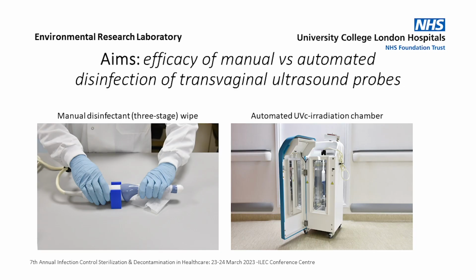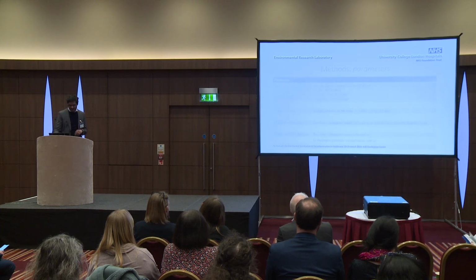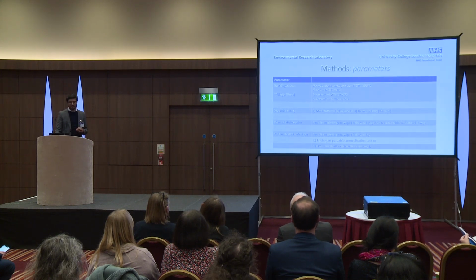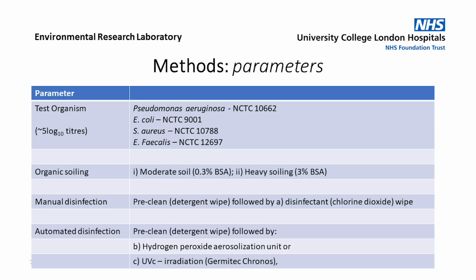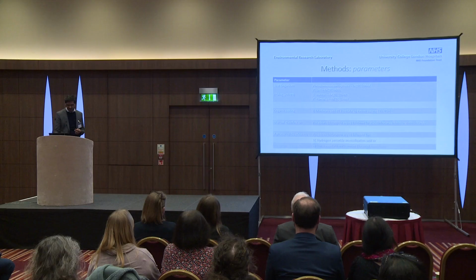So this is a short piece of work that we'll be discussing, comparing two types of automated versus manual reprocessing. And what we wanted to do to simulate the potential contamination on these surfaces was to use a range of bacteria, grow these to a high titer, incorporate them with a soil, because we are mindful that soils will affect how well these are removed from the surface, and then we subject them to the 3 types of reprocessing, so there's manual versus 2 types of automated.